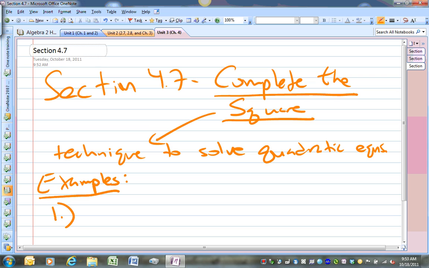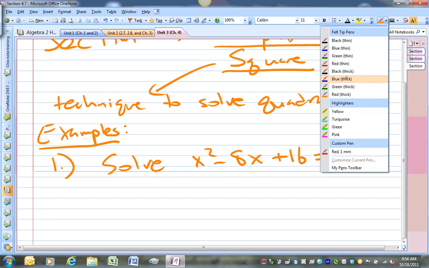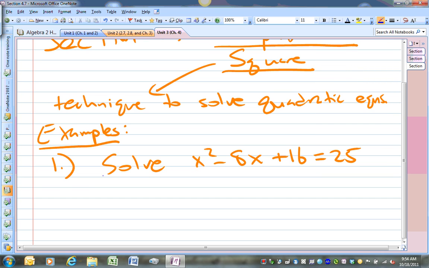Example number 1 will be to solve x squared minus 8x plus 16 equals 25. So here's what we do. And by the way, we're going to solve by completing the square.